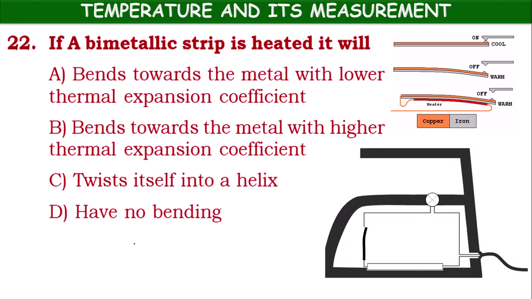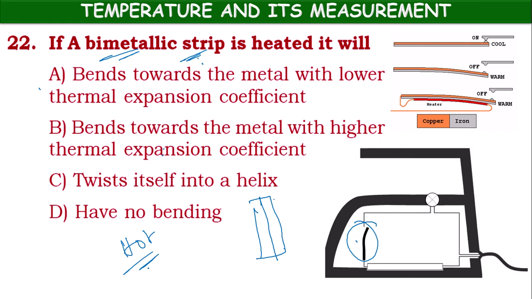Next, children. Here, bimetallic strip. Bimetallic strip means two metals. Here, the black color, whatever you are seeing, is a combination of two metals. So what will it do when it becomes very hot? It bends towards the metal with higher thermal expansion coefficient.